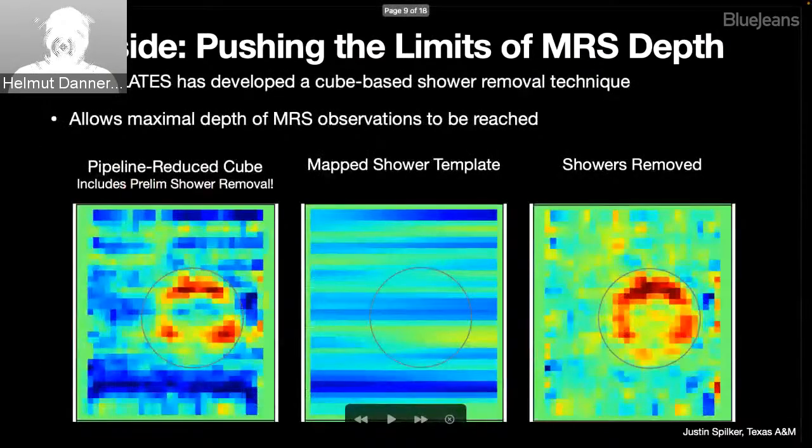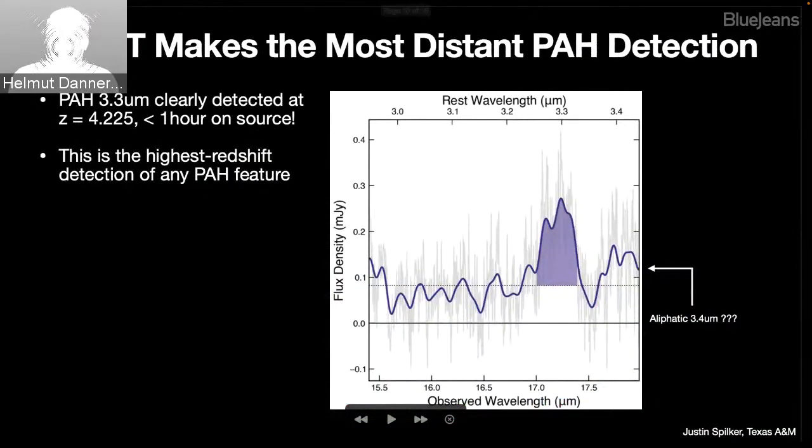And so I put a lot of effort into developing a template to remove these stripes, and this is just to illustrate that. The pipeline these days has some first-order attempts to correct for these artifacts, but when you're trying to push to the faintness of the features that we're looking for, even that is not enough. And so I developed this technique to make templates of these stripe features and remove them. I'm happy to talk about that more with folks if you are also considering pushing to preposterously deep depths with the MRS.